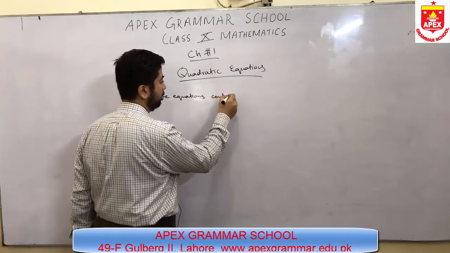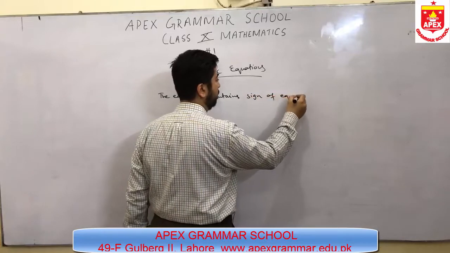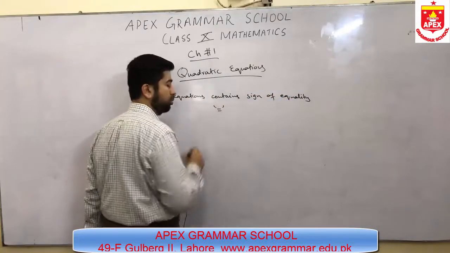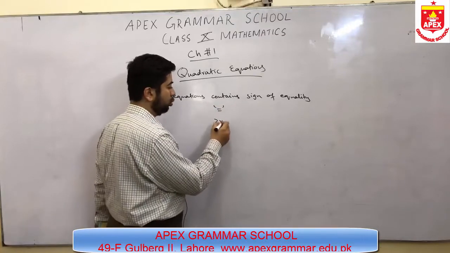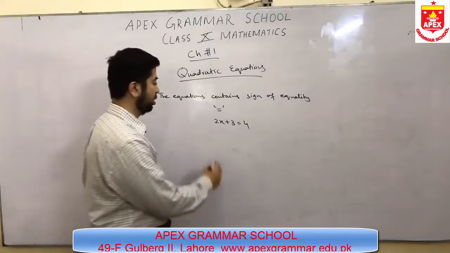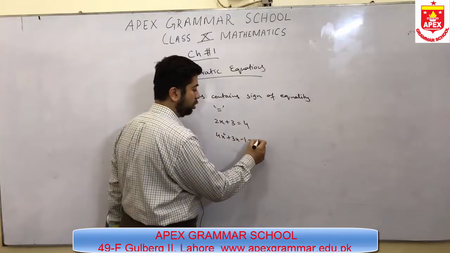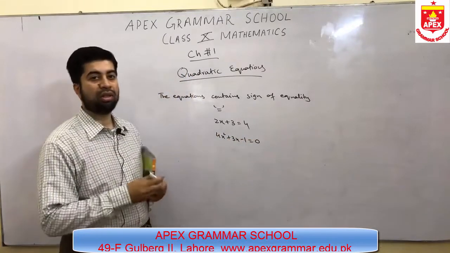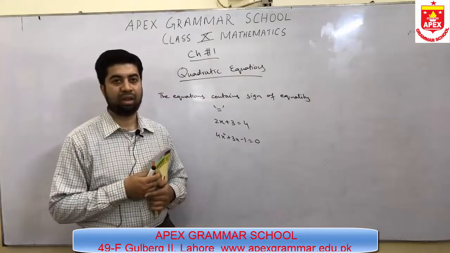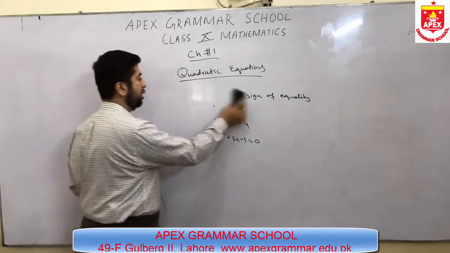contain the sign of equality. For example, 2x plus 3 is equal to 4. This is an equation. 4x square plus 3x minus 1 is equal to 0. This is also an equation because it involves the equality sign inside. After that, we will see what quadratic equations are.